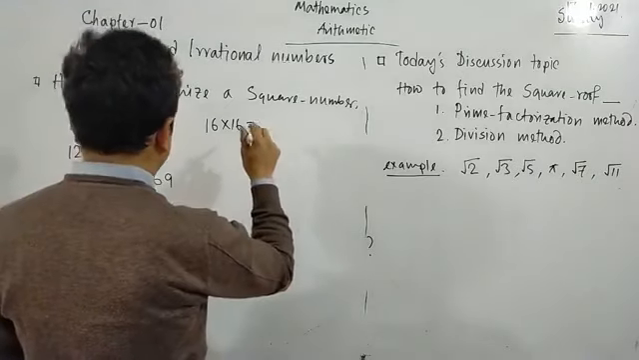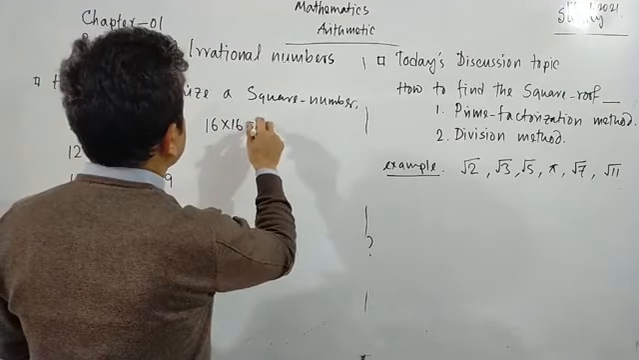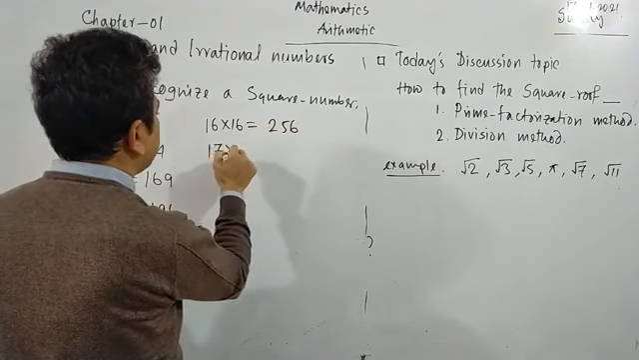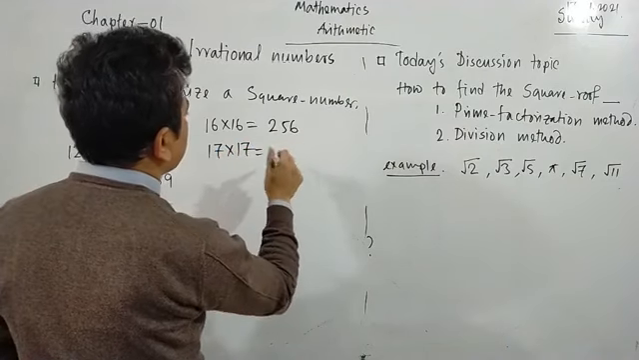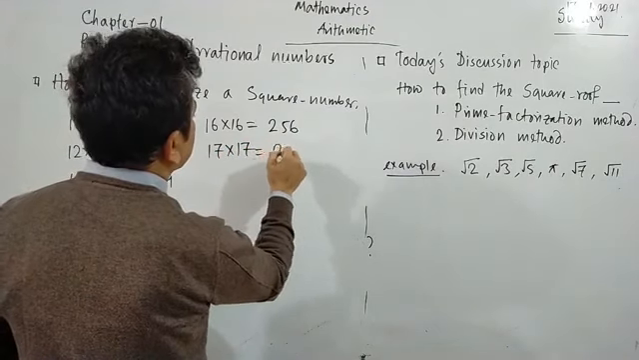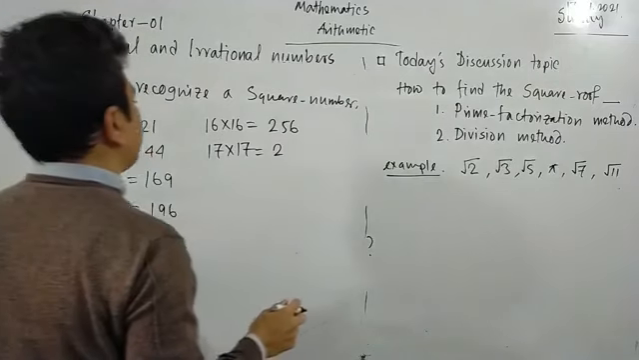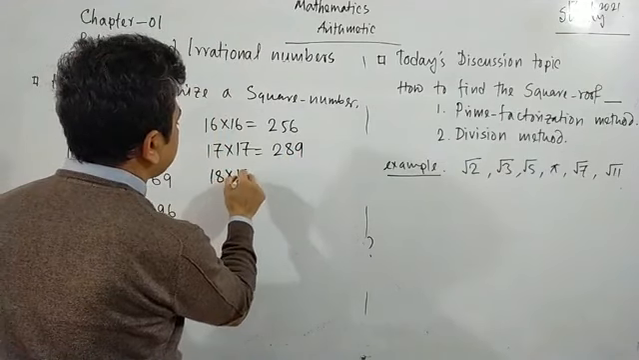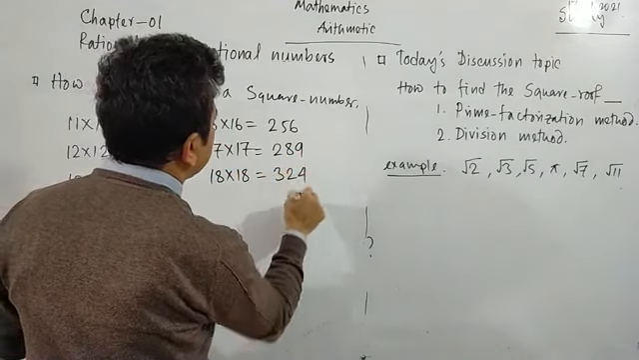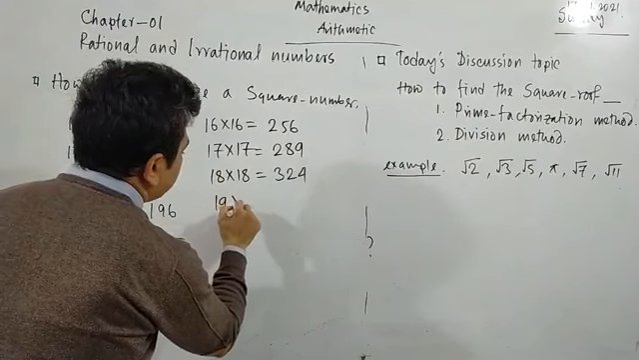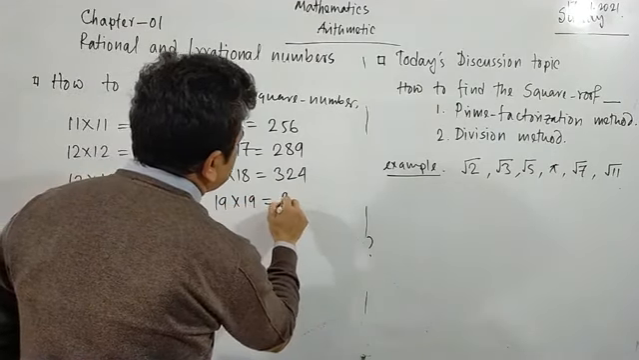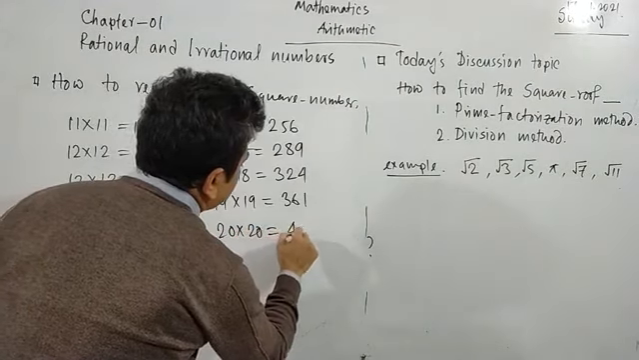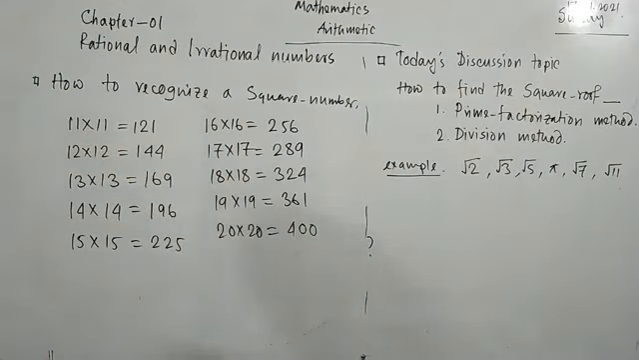16 into 16, what is it? 256, I think. 17 into 17 is 289, I think. 18 into 18 is 324. 19 into 19, what is it? 361. 20 into 20, what is it? It is 400. So look at that here.